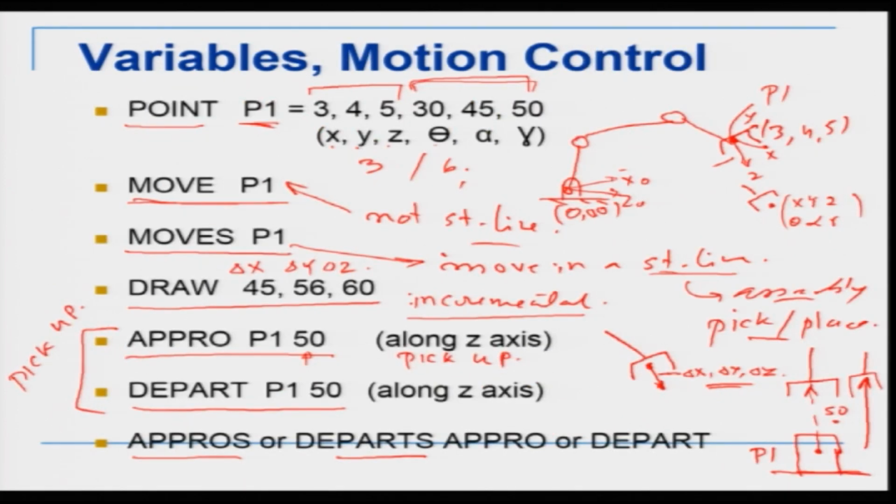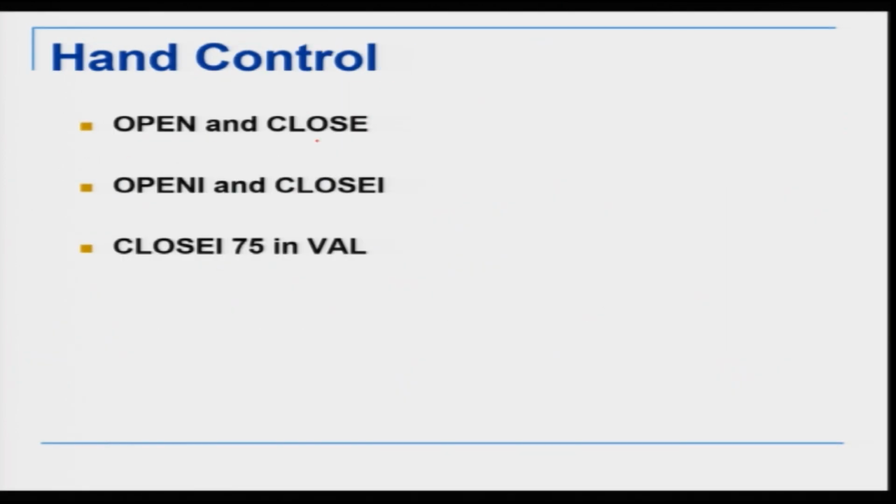Now, the hand control commands are essentially open and close. Now, this is easy to understand that there is a gripper here and the gripper has 2 fingers. So, this is open and this is my close. After catching an object, suppose there is an object here, it has caught an object, it has to close now. So, this is my close. So, this is open and this is close. Okay. So, these are the two commands of open and close. Now, open and close essentially are used for catching an object.